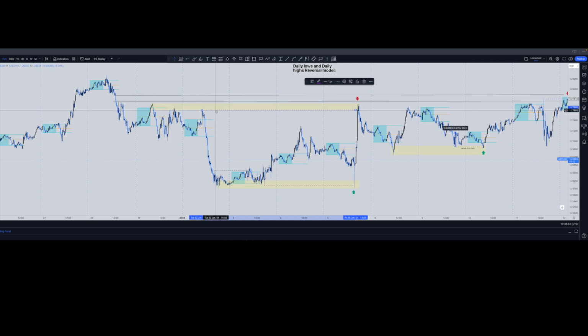So even if you did have this as your first tap, which it is, you could still have that; there's nothing wrong with it. However, for the purpose of this video, this is not this day's daily high, right? The daily high is here, okay? And on this day, Tuesday the 2nd of January, this is the daily high that we're looking for our reversal from.